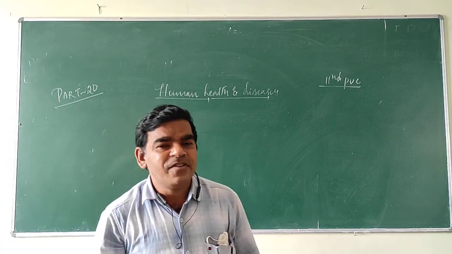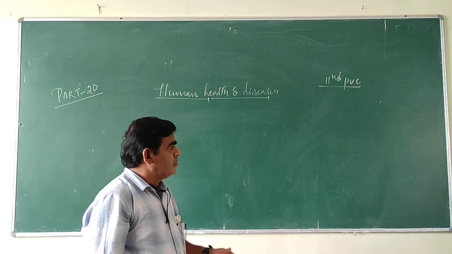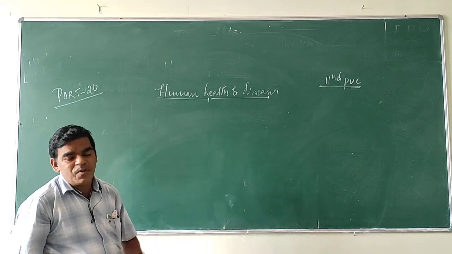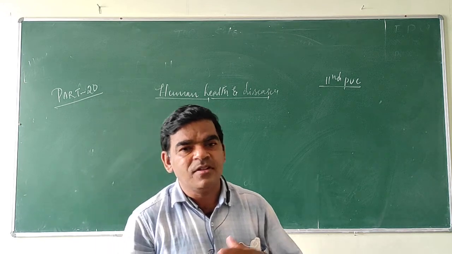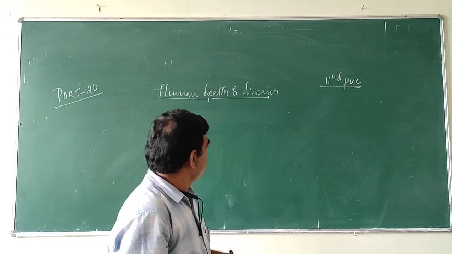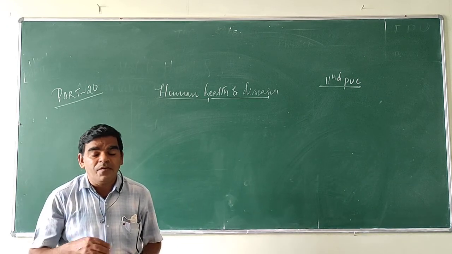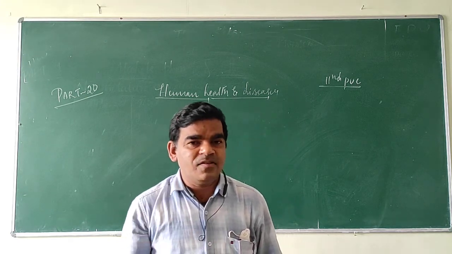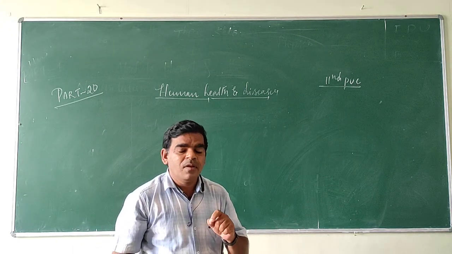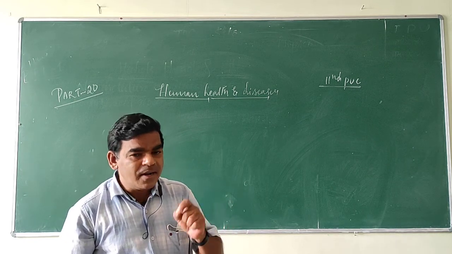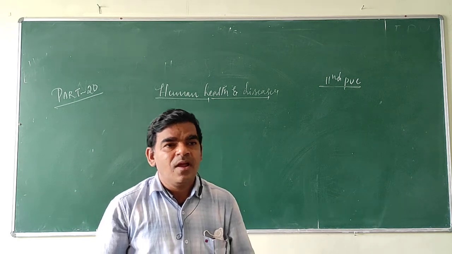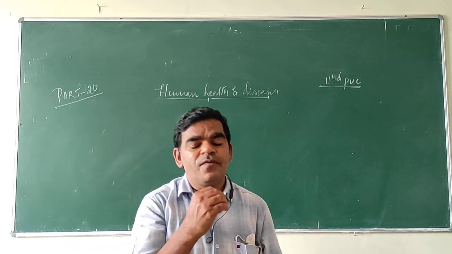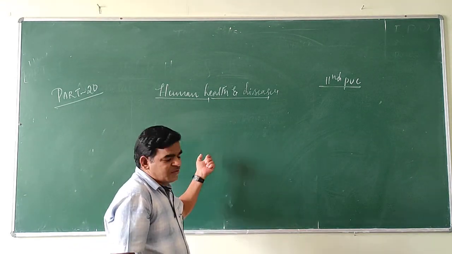Last class, I discussed adolescence, withdrawal syndrome, drug addiction, and drug abuse. All these concepts were discussed in the previous classes. The last concept in this chapter is the effect of tobacco smoking on health, the adverse effects of drug and alcohol on our health, and how to control drug addiction, prevention and control of drug addiction. All these things are discussed now.